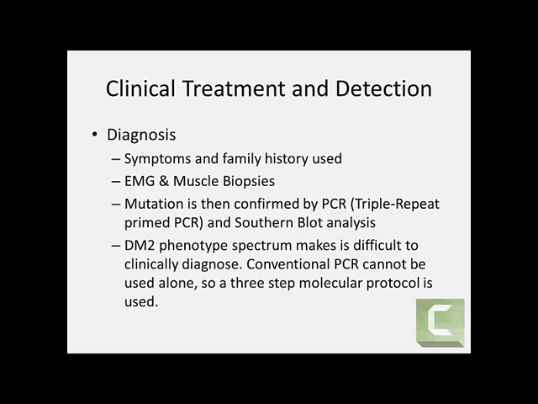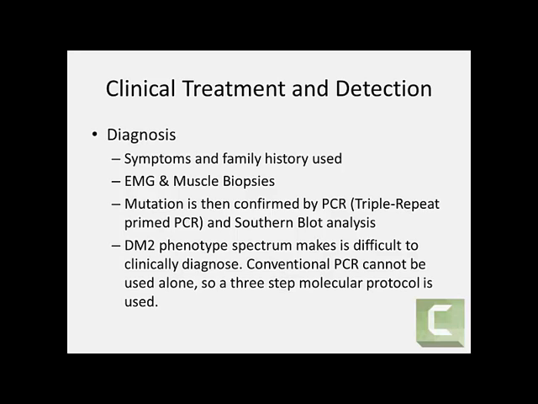Clinical treatment detection. Diagnosis is performed in two stages: to determine the clinical features using family history and the symptoms exhibited, and then to get a genetic confirmation via PCR and Southern blotting. PCR is used to detect repeat lengths less than 100 and Southern blotting is used to detect a larger repeat length. This is primarily used to confirm type 1 myotonic dystrophy. For type 2 myotonic dystrophy, conventional PCR cannot be used due to the extremely large size, up to 11,000 repeats, and somatic instability of repeats, thus the need for the three-step procedure using RT-PCR.